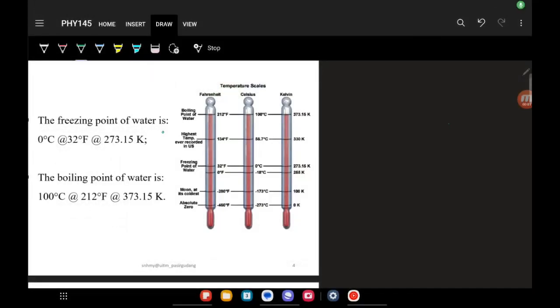Another thing that you can look at with this temperature is where this Kelvin is used, because Kelvin is the SI unit for temperature. Celsius is another temperature, and Fahrenheit is another common temperature that we use in daily life.